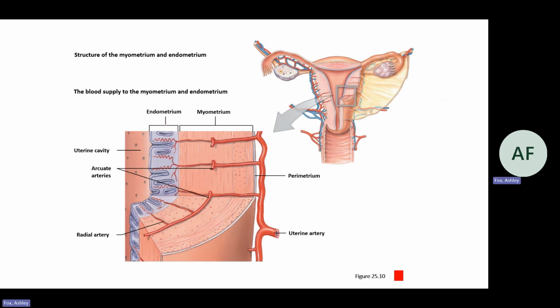So looking at it again, the uterine artery goes in the perimetrium. In the myometrium it goes to arcuate arteries, which lead to radial arteries, and then go into the endometrium. These are going to be your straight arteries in the basal layer of your endometrium. And these are going to be your spiral arteries.